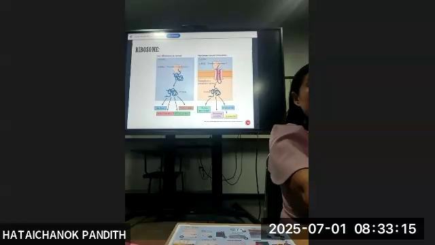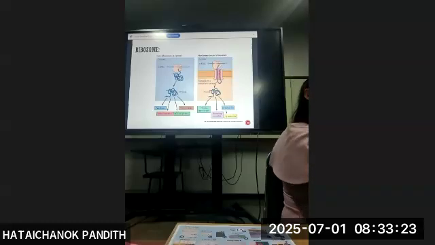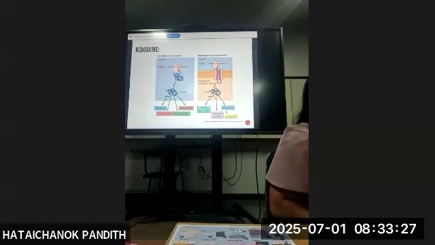Free ribosome means the ribosome that is not attached to the ER. Okay, so it's just by itself in the cytoplasm. So they will send the protein to these organelles. But the ribosome that is attached to the ER, we call membrane-bound ribosome. They will produce proteins for the plasma membrane, secretory vesicle, endosome, and lysosome.